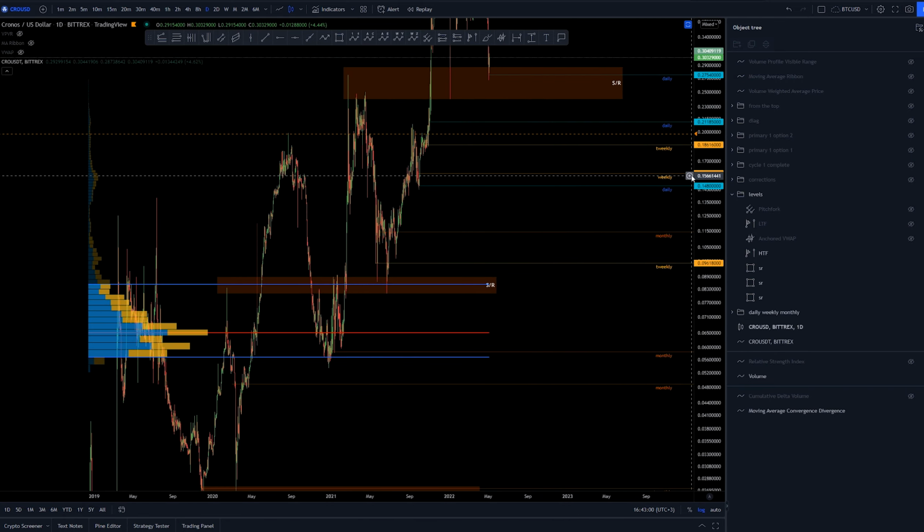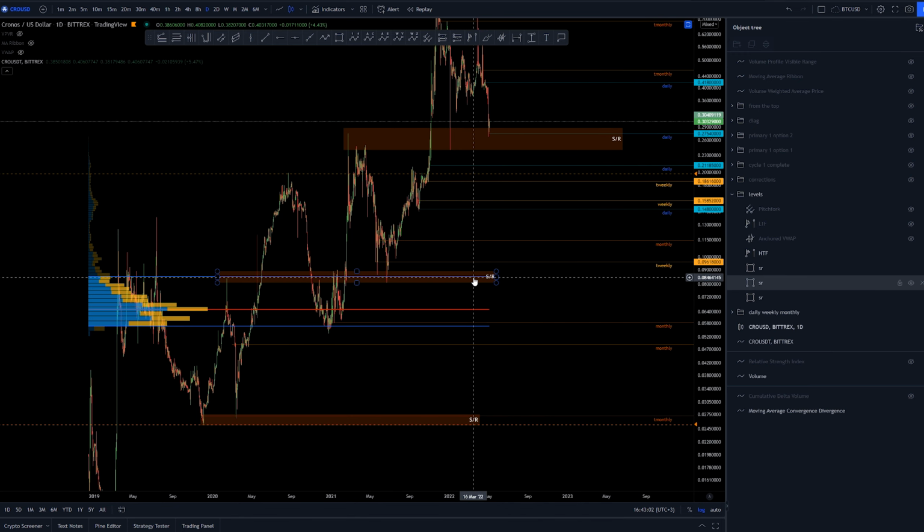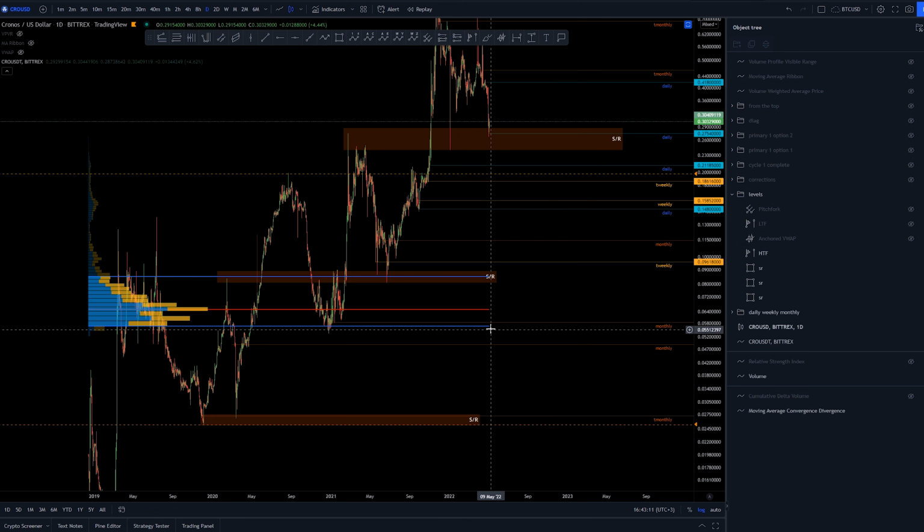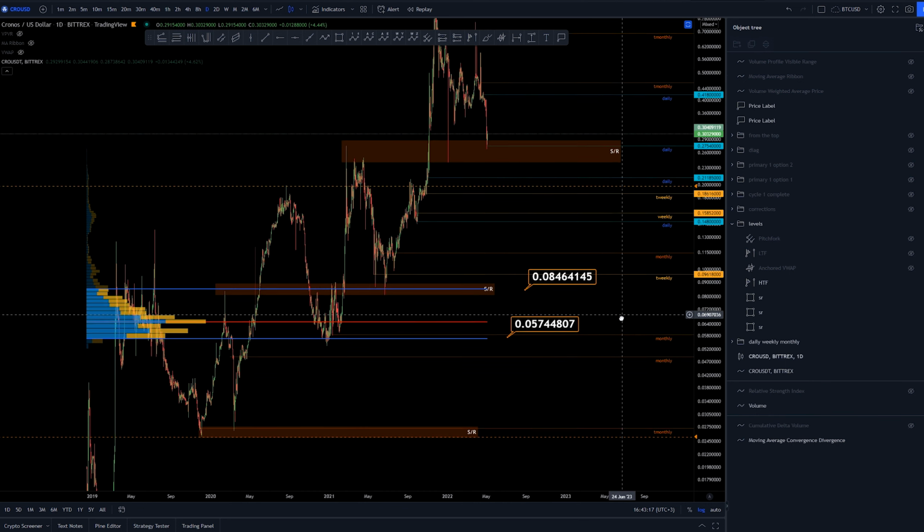What can we see from here though? We can see a range value area high around this same area where I've marked this current support area. Point of control a bit lower and a range value area low here around monthly. So again, good levels to look out for.